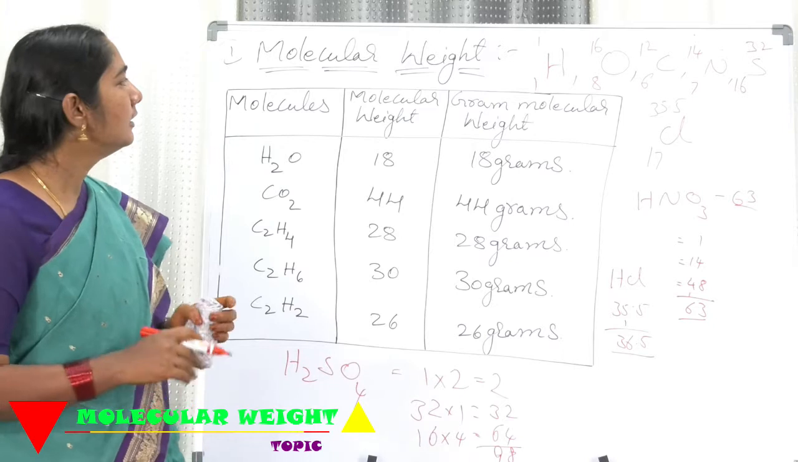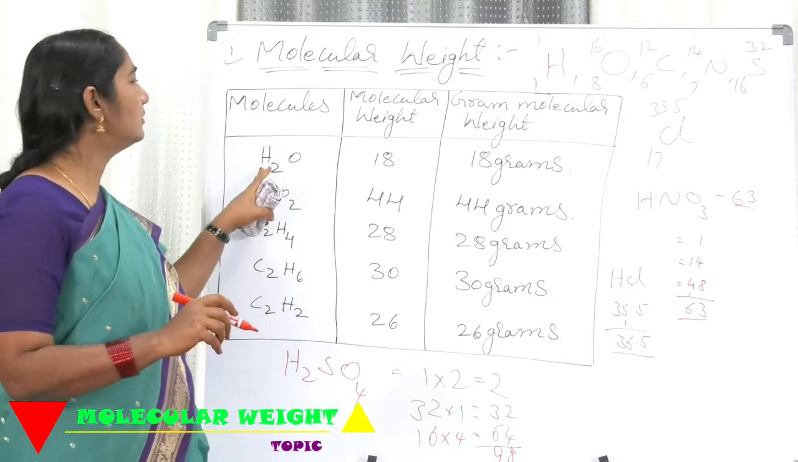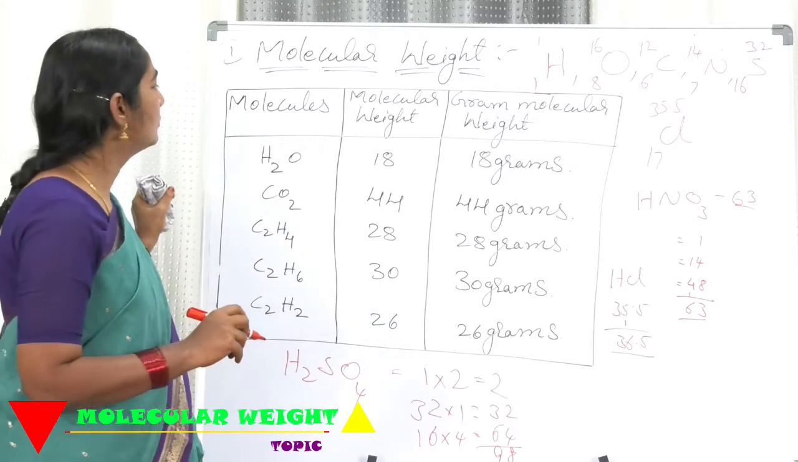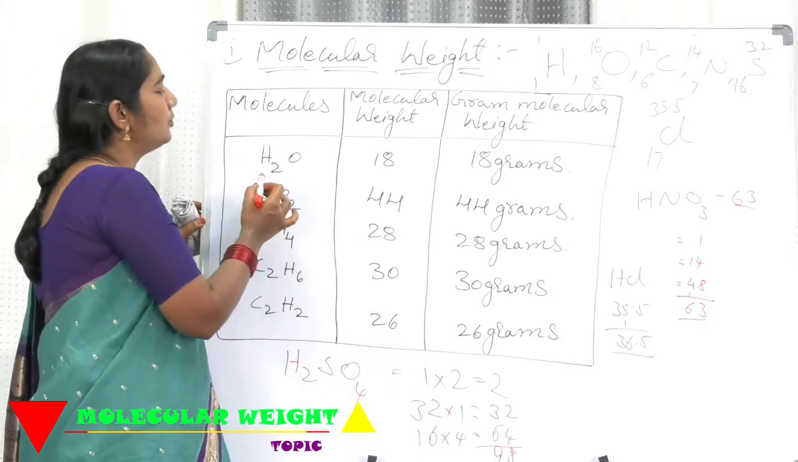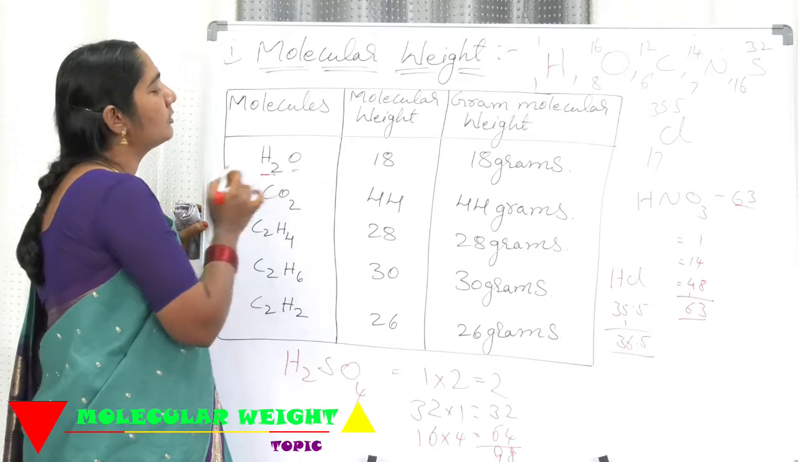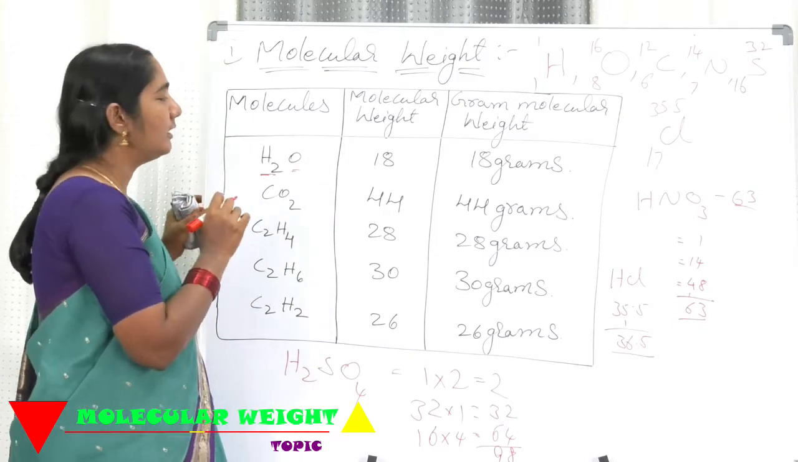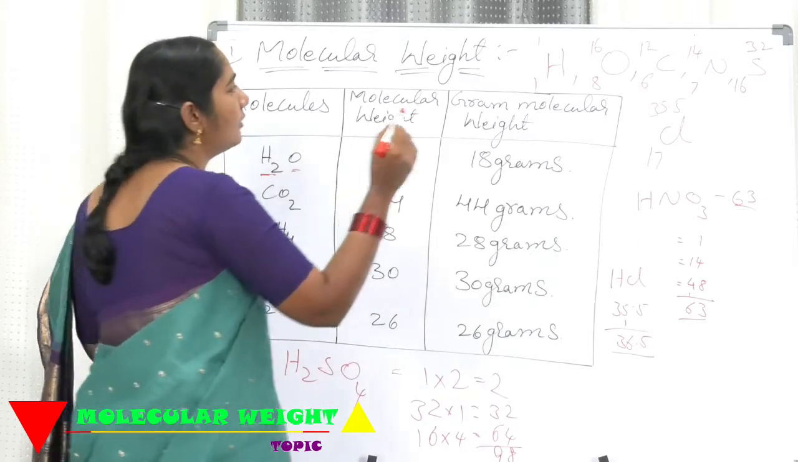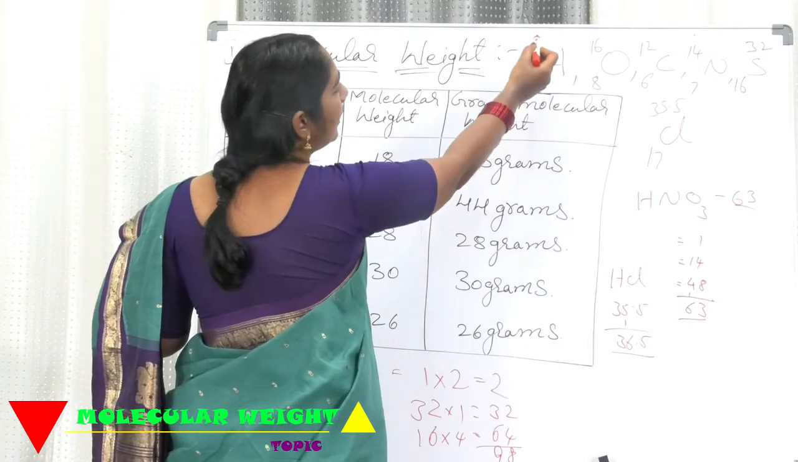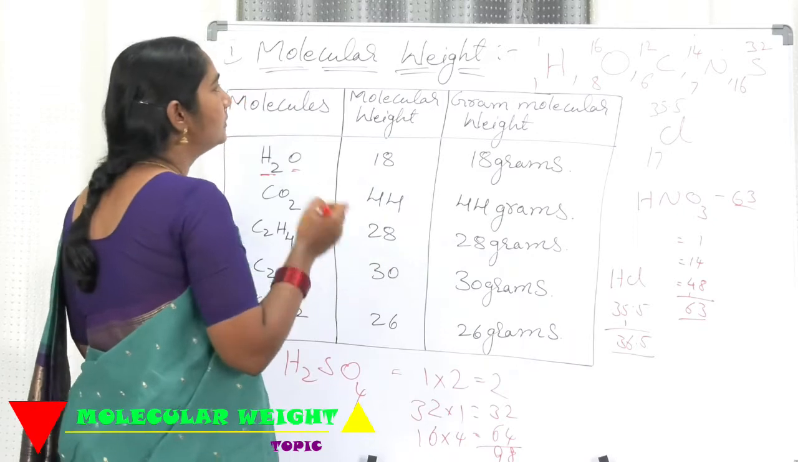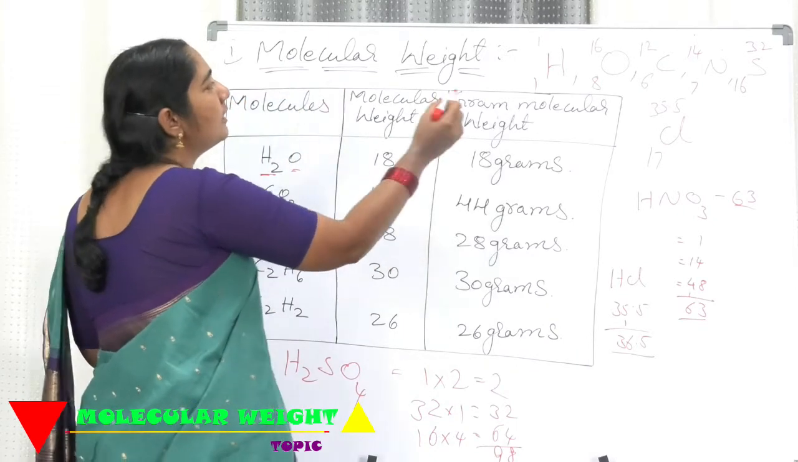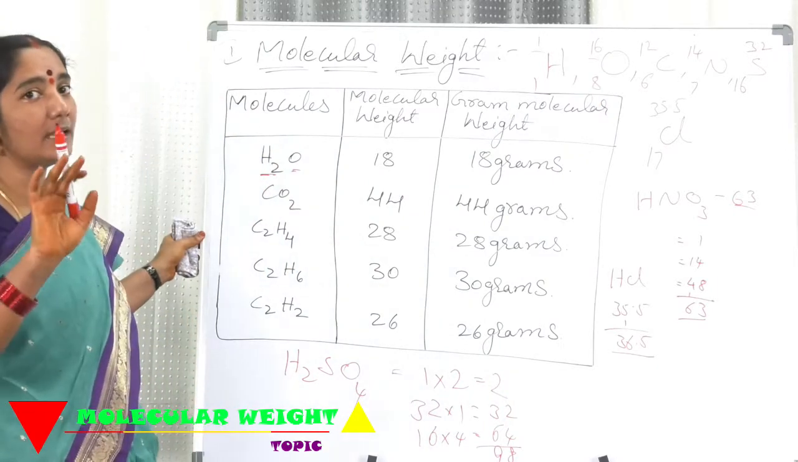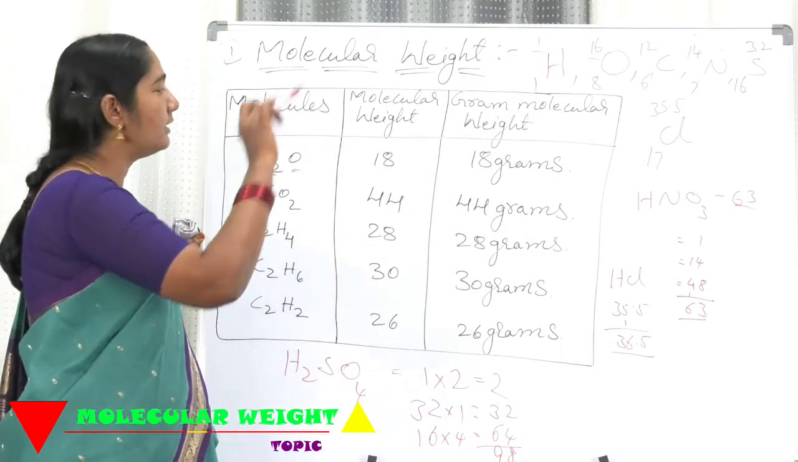Molecular weight. If you take the case of water, H2O, the molecule has 2 atoms of hydrogen and 1 atom of oxygen. You know that hydrogen has atomic number 1 and atomic weight 1. Now we are looking at molecular weight, which means we must take only the atomic weights into consideration. There is no need for the atomic number.